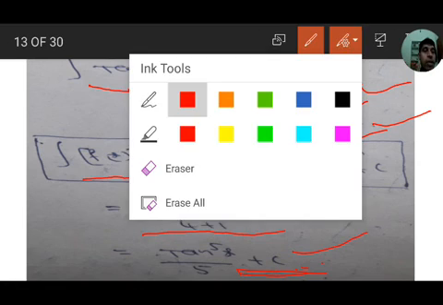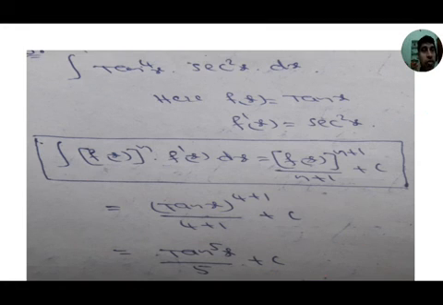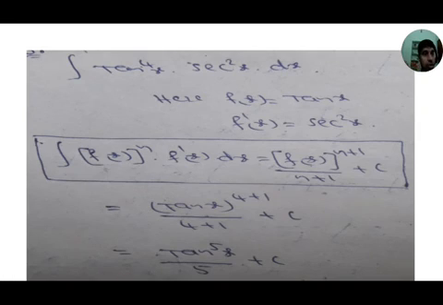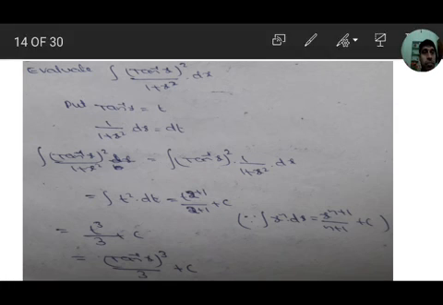We can do it by using the direct formula. It is f of x whole to the power of n into f dash x dx formula. Or if you don't remember the formula, take the function equal to t and differentiate its derivative, and it will come. Okay, next problem.